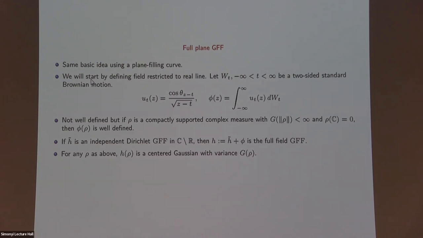You do the same thing with the full plane. You have to be a little careful because it's now defined only up to an additive constant. If you do the full plane, you can first view the whole plane, or if you wish, the sphere, by viewing it on the real line. So that's the values on the real line. And then you add Dirichlet up and down. So it's the same idea.